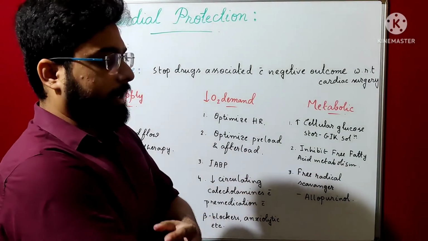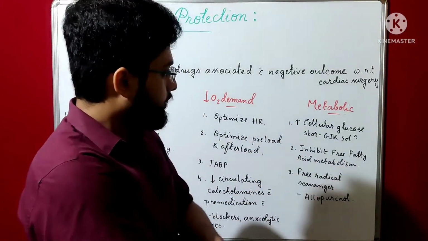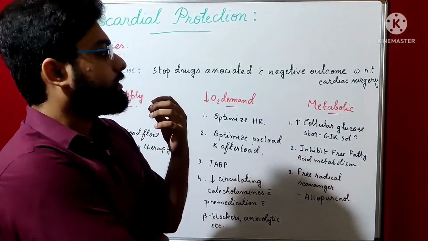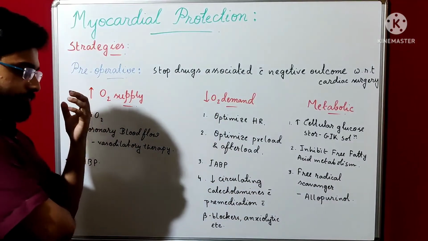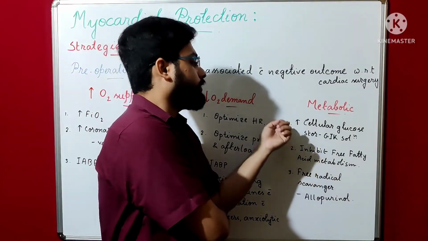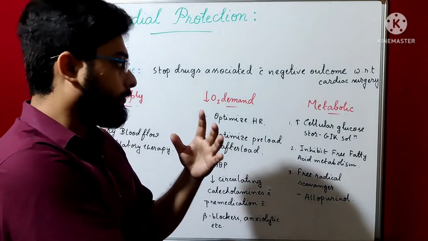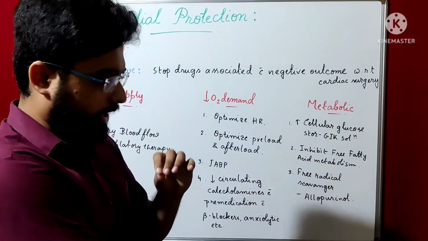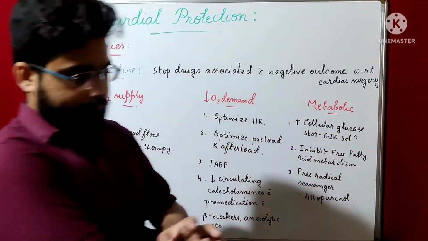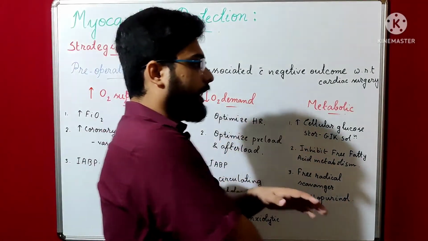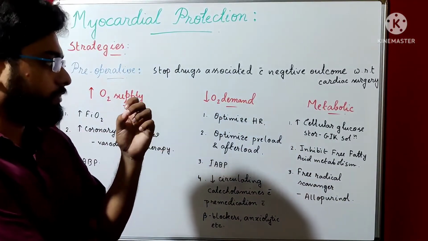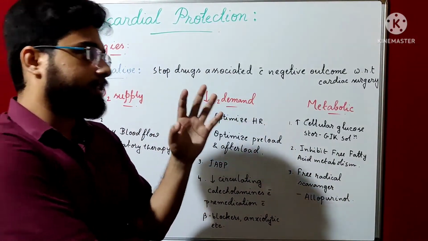And next are metabolic optimization or metabolic suppression. The first strategy is to improve the cellular glycogen store, because it has been observed that with increasing cellular glycogen store, the outcome of cardiac surgery has improved. It is done with GIK solution, that is glucose, insulin and potassium. This is a special solution which is infused preoperatively, and with its use the outcome of cardiac surgery is sometimes better.